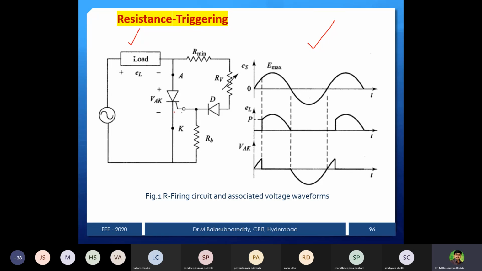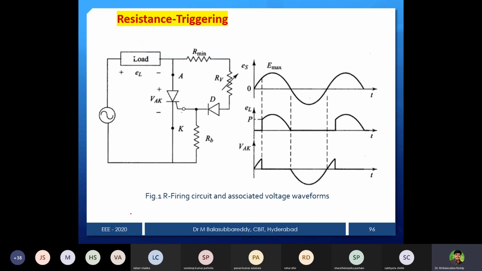During the positive half cycle, let this be the phase and this one the neutral. What will happen? Is the diode forward biased or not? You can see this supply is connected to the diode. Plus is connected to the anode, that's why the diode is forward biased. Minus is connected to the cathode, so the diode is also forward biased, and the thyristor is also forward biased. You can see plus is connected to the anode and minus is connected to the cathode. So the thyristor is forward biased and the diode is also forward biased.